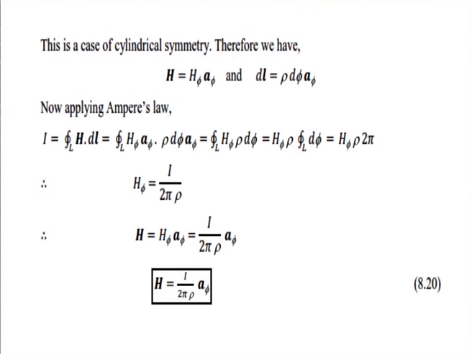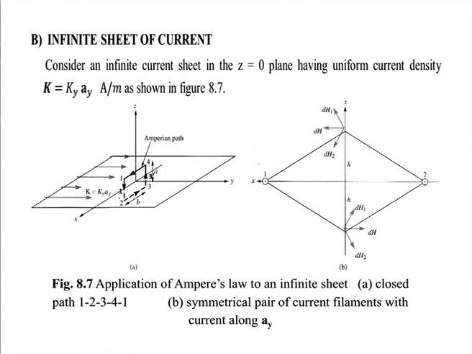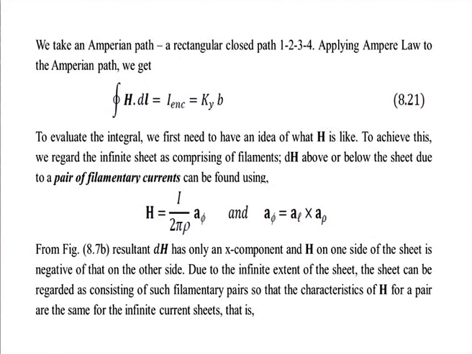Now it can be seen that the amount of labor and time required to find the value of H due to an infinitely long conductor is very less as compared to when we did the same thing using the Biot-Savart law. The second case is of an infinite current sheet which is at the z is equal to 0 plane, and where the surface current density K is pointed in the y direction, as can be seen in figure 8.7. To apply Ampere's law, we take an Amperian path. Here it is the closed path 1, 2, 3, 4, and when we apply it to this path, we get H dot dl is equal to Ky into b.